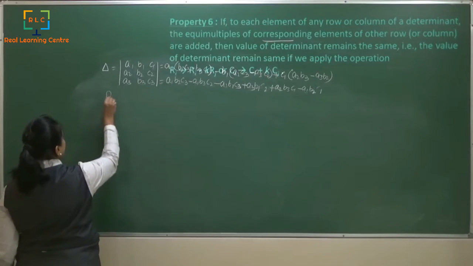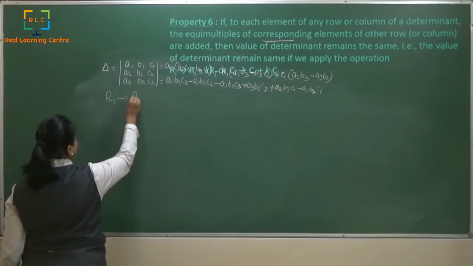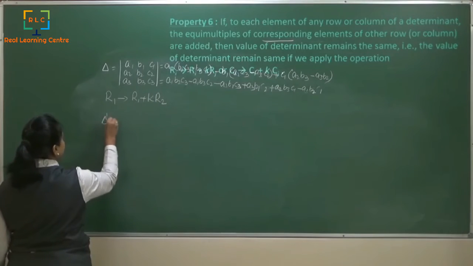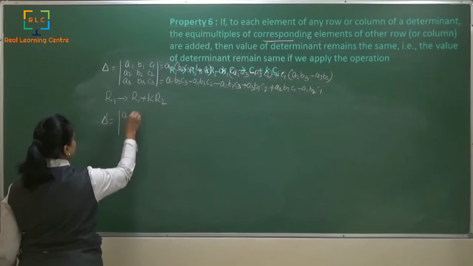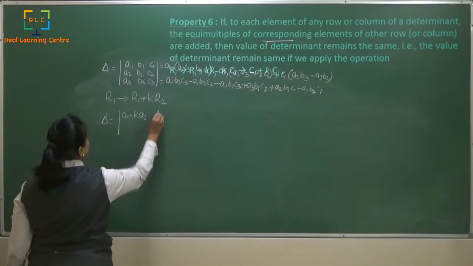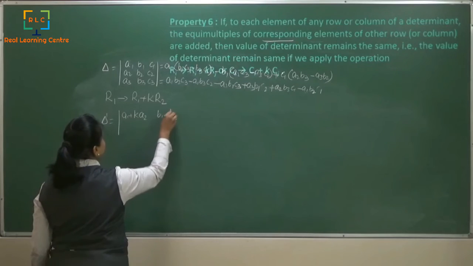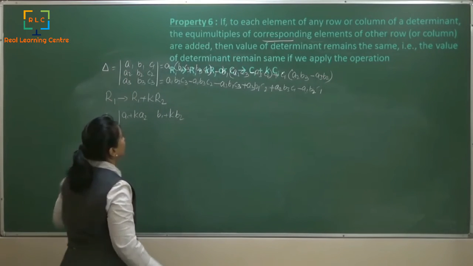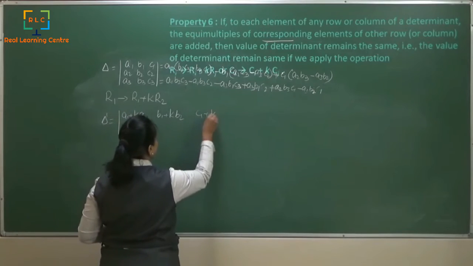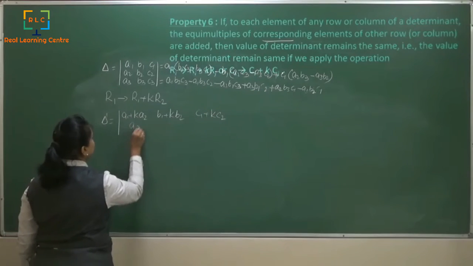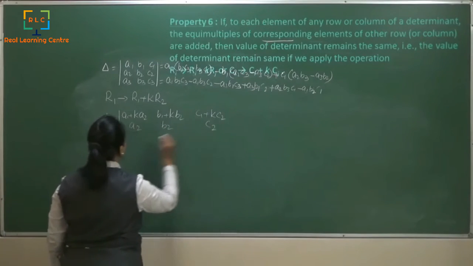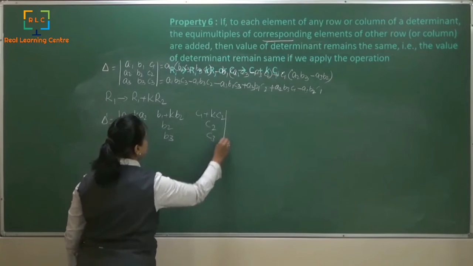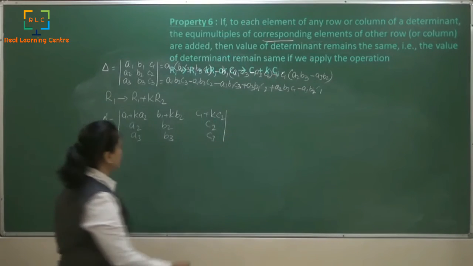I will replace R1 by R1 plus K times R2. So delta dash will be equal to A1 plus K times A2, B1 plus K times B2, C1 plus K times C2. I am multiplying K to row number 2 and adding it to row number 1, and R2 and R3 will be retained as it is: A2, B2, C2, A3, B3, C3.